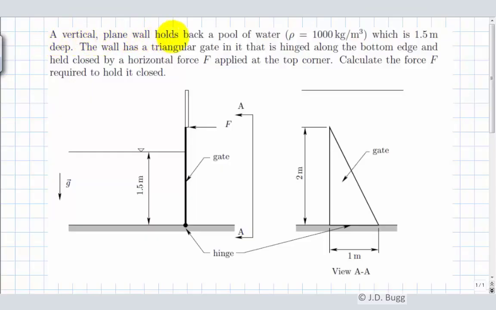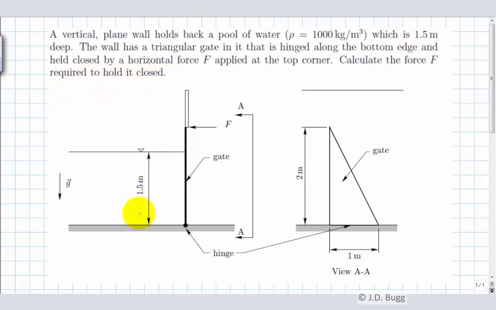A vertical plane wall holds back a pool of water, density of 1,000 kilograms per cubic meter, which is 1.5 meters deep. The wall has a triangular gate in it that is hinged along the bottom edge and held closed by a horizontal force F applied at the top corner. Calculate the force F required to hold the gate closed.